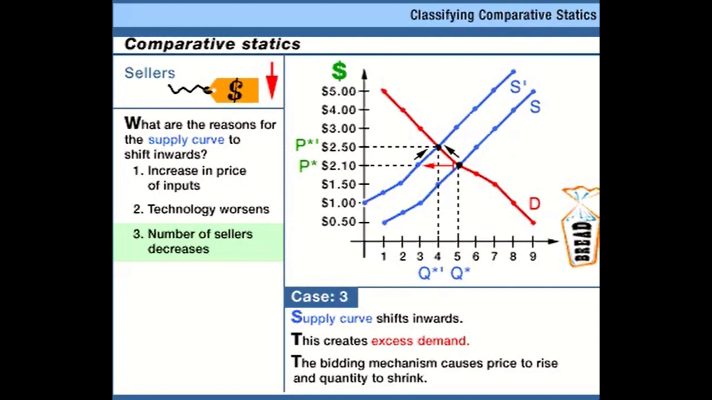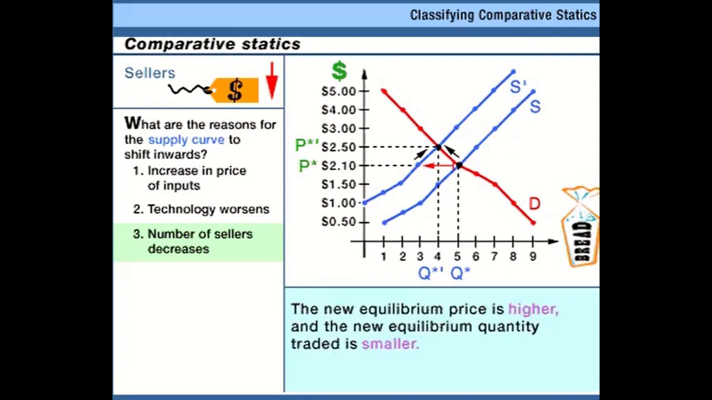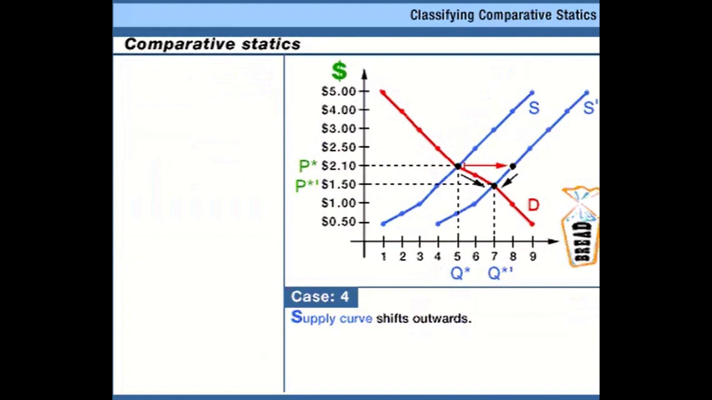That's case number 3. Let's go now to the final case, and that is an outward shift in the supply curve. The outward shift in the supply curve occurs if sellers are offering more bread for sale at every price than they were before. Originally, the equilibrium price was P star, and the equilibrium quantity was Q star. However, something occurs that causes sellers to want to sell more bread at every price.